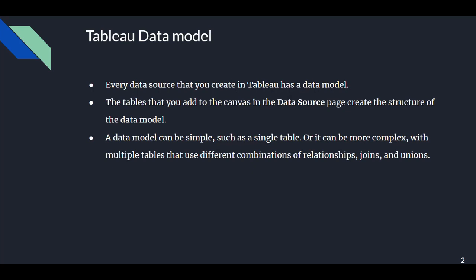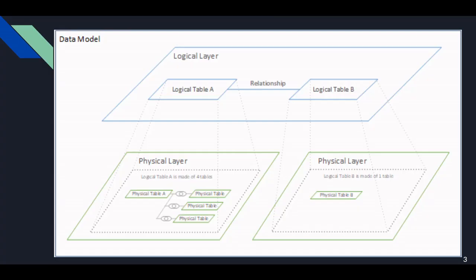If we just add a single table, it is a simple data model. If we add multiple tables or views with join condition, union condition, or relationship applied to it, then it can be a bit complex. When we talk about the Tableau data model, it has two layers in it. The first is the logical layer and the second is the physical layer.